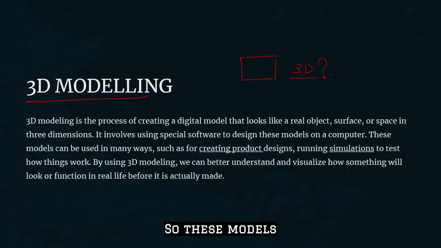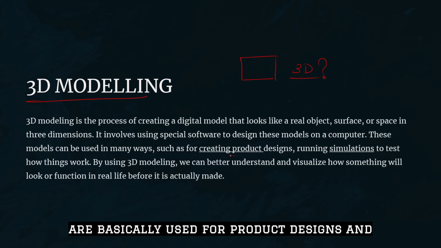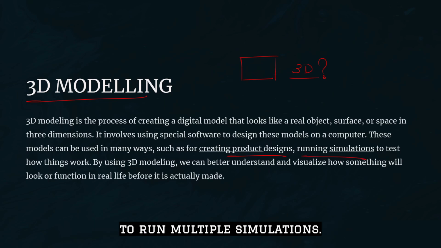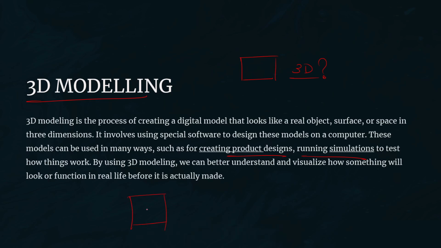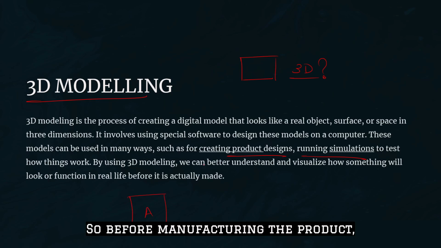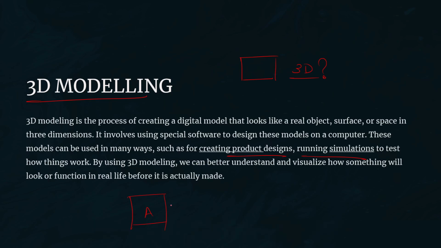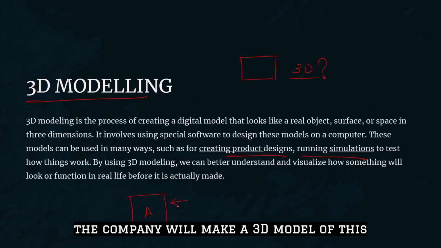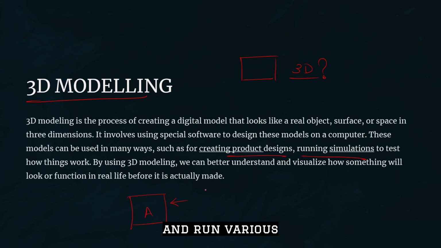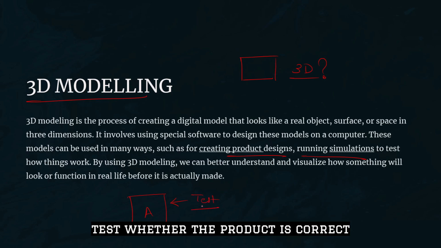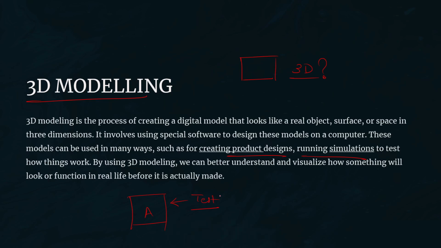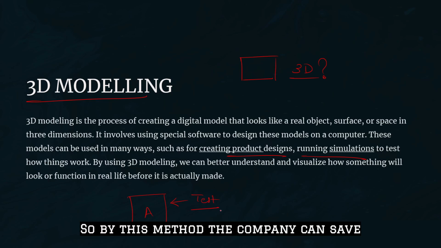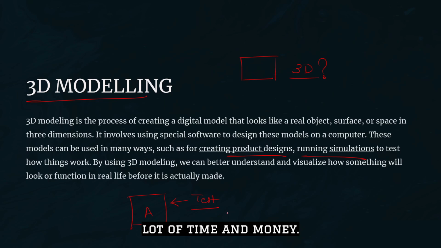So these models are basically used for product designs and to run multiple simulations. For example, imagine a company needs to make a product A. So before manufacturing the product, the company will make a 3D model of this product and run various tests to test whether the product is correct or is there some error. So by this method, the company can save a lot of time and money.